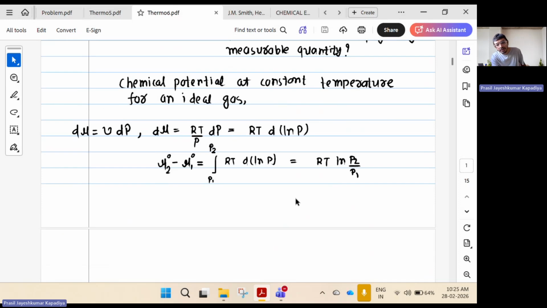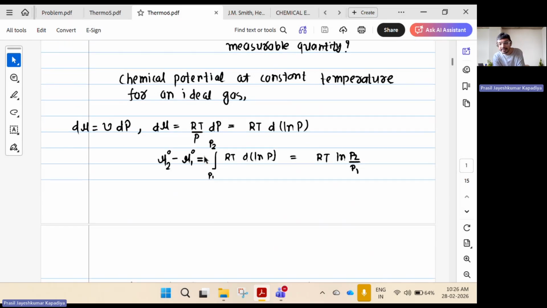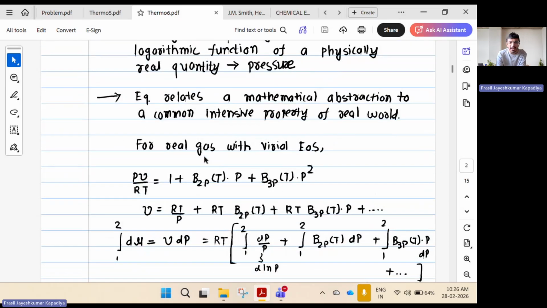But I wrote this equation only for ideal gas, where I replaced V is equal to RT by P. But let's say I am now dealing with a real gas. And let's say I'm writing the equation for a real gas by using a real equation of state. So what can I write? I can write it down as PV by RT.